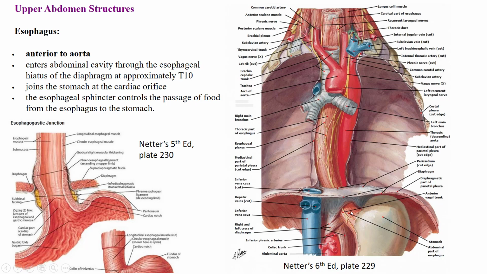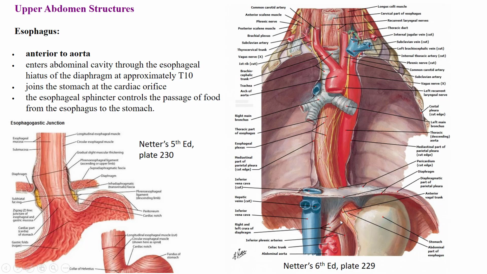So when you're looking at the structures that enter into the abdominal cavity, the IVC is first, at T8, and it enters through the caval hiatus, if you remember, or cava hiatus, I think both are correct. Then the esophagus enters at the esophageal hiatus at T10. So, T8, then T10 for the esophagus, and then T12 for the aorta.